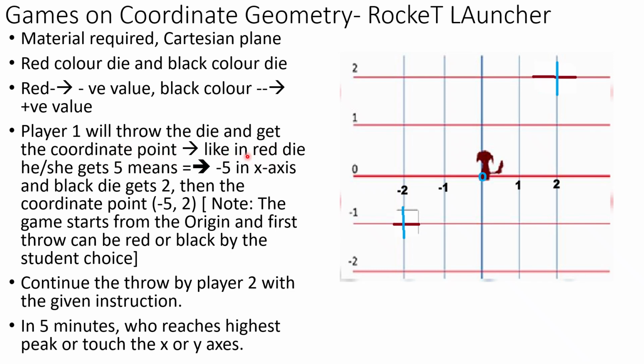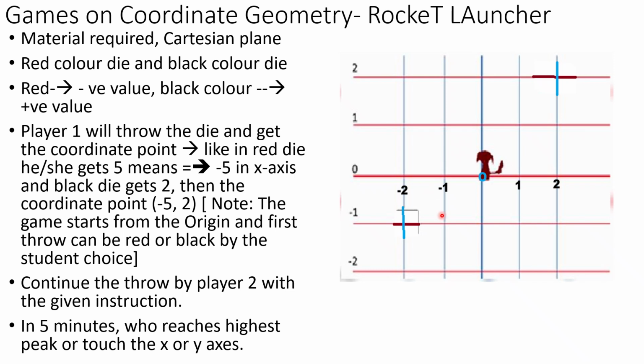So once they throw the die of red, for example, the red color die is landed as 5. So that means I'm taking negative 5 in x-axis. First throw is on my x-axis. So we can reinsist the students, whatever we are getting as a first one, it is on my x-axis. So second throw, which they can take as black because already they have taken red. So now they can take a black die, then it is landed as 2. So the coordinate point is negative 5, 2. So they can mark negative 5, 2. Then the work is to be continued.